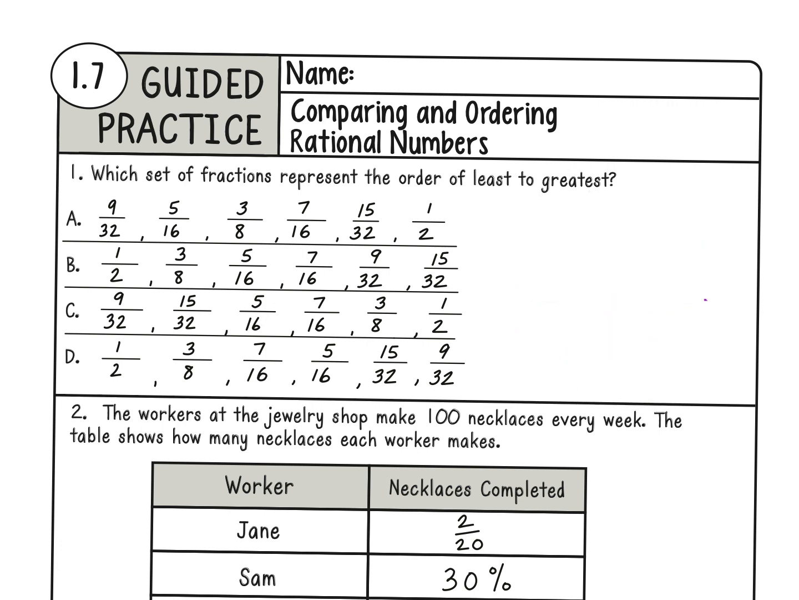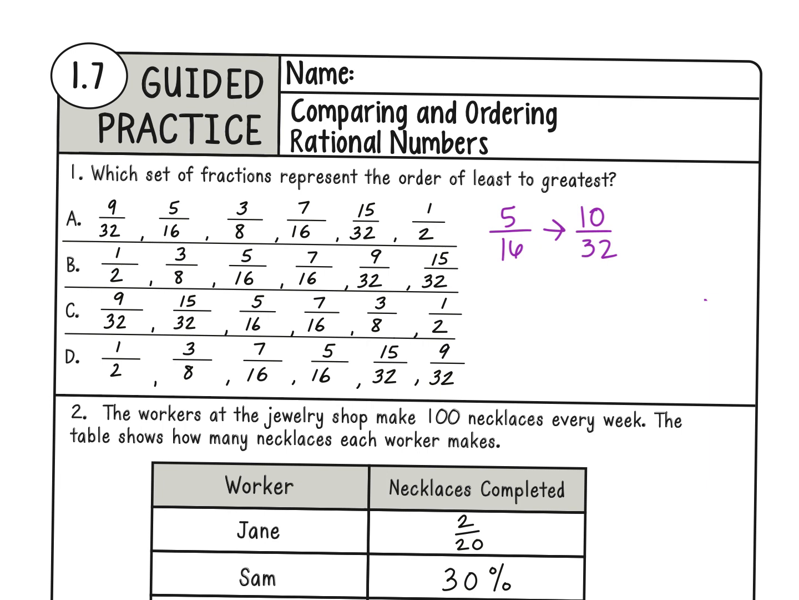Okay, so I'm going to start with 5/16. I'm going to write it out of 32. So what do I do to 16 to get to 32? Times, or double it, times 2. So then times 2 for 5 means that my numerator would then be 10. So if I doubled 16 to get 32, I double 5 to get 10.